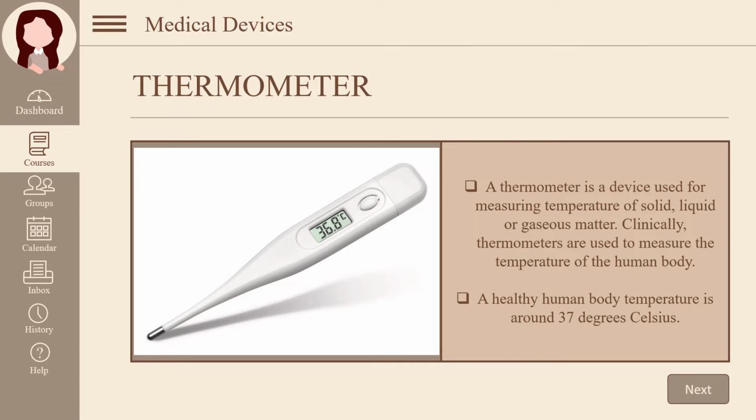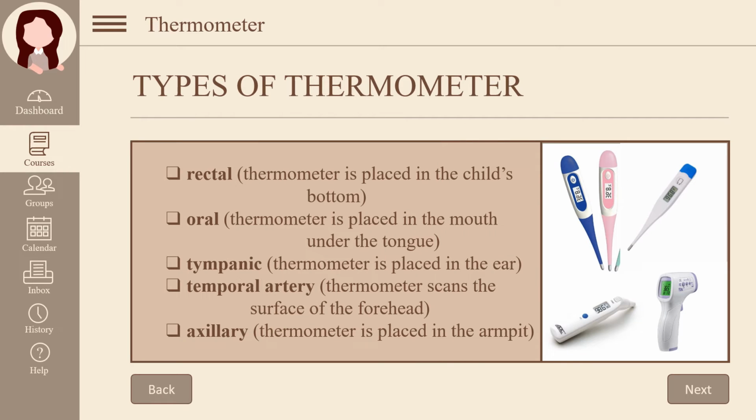Nowadays, most thermometers use heat sensors to determine body temperature because of its ease of usage, accuracy, and quick results. The usual units of measurement of thermometers are Celsius and Fahrenheit. A clinical thermometer's usual temperature ranges from 35 to 42 degrees Celsius, and a healthy human body temperature is around 37 degrees Celsius.